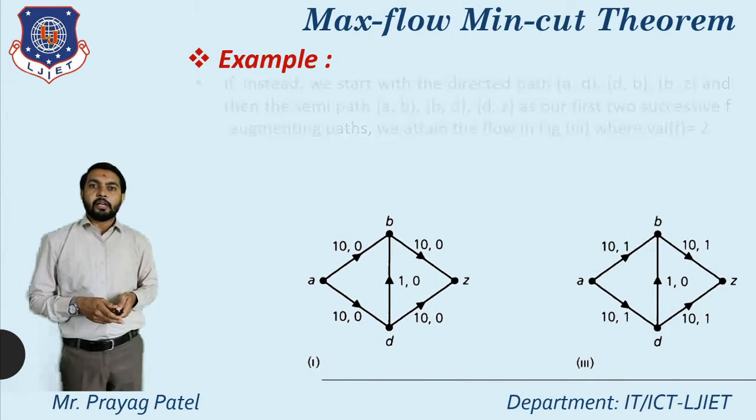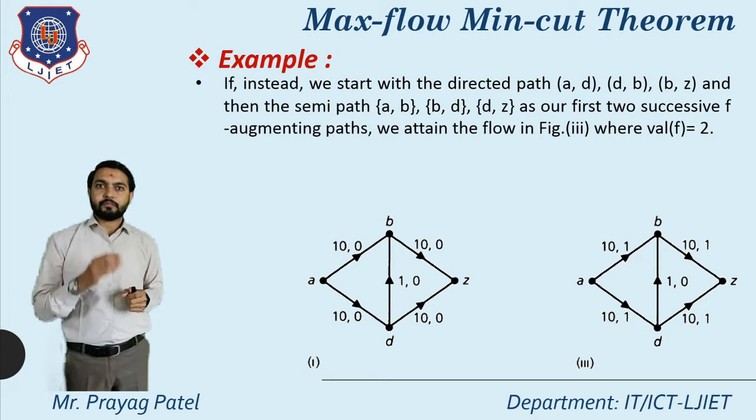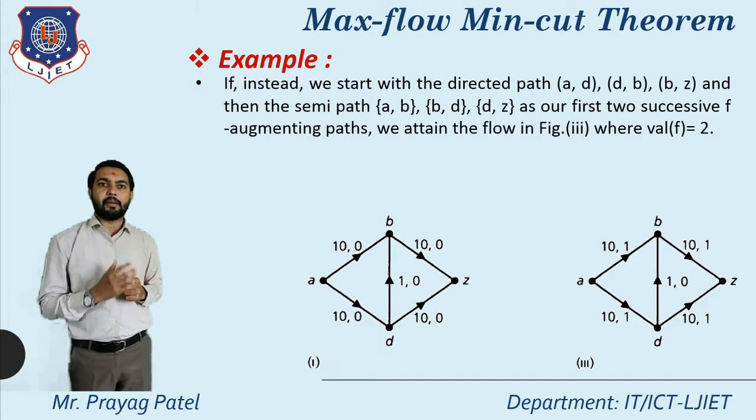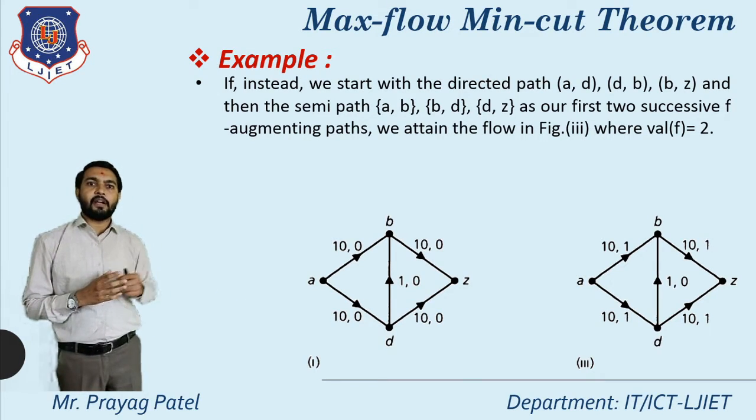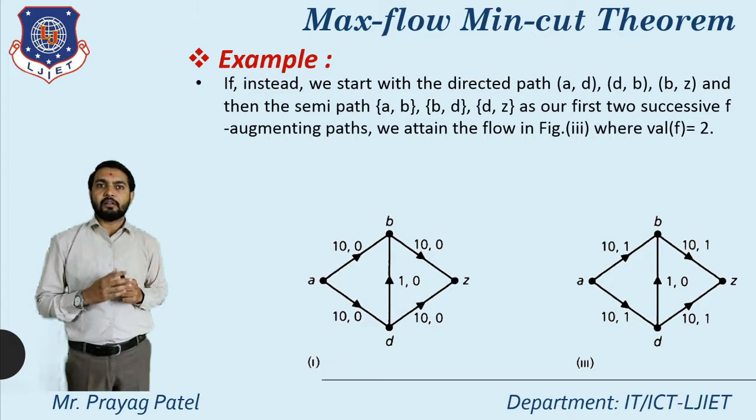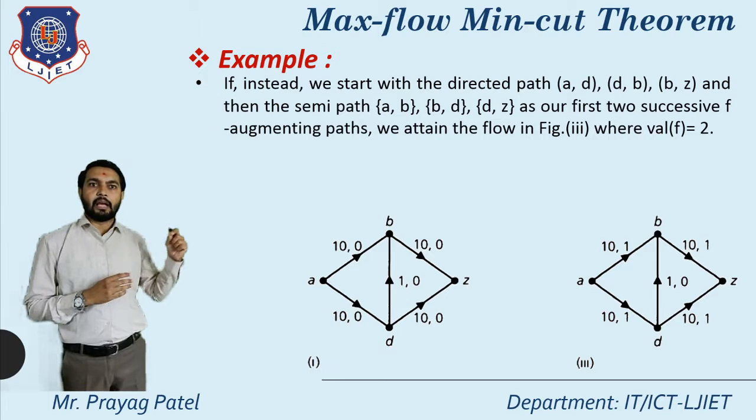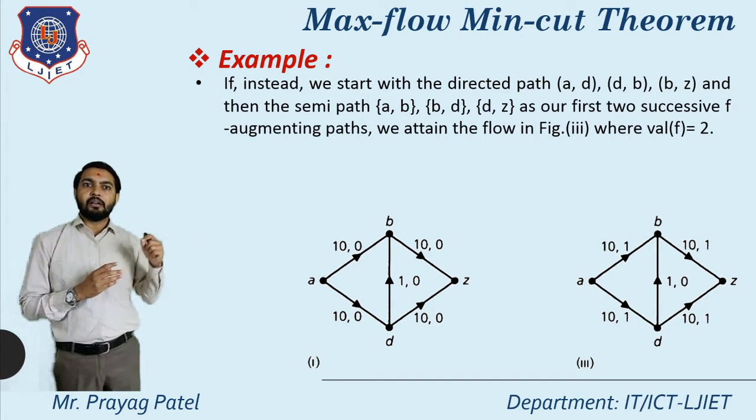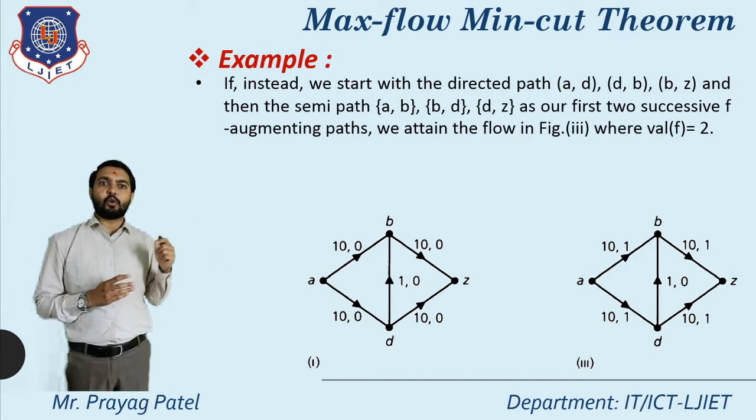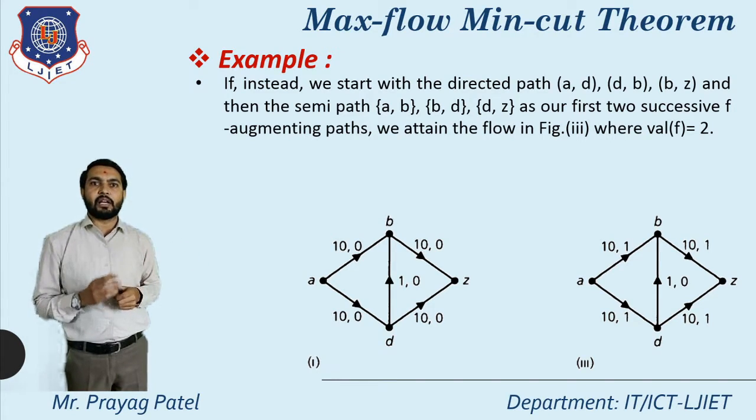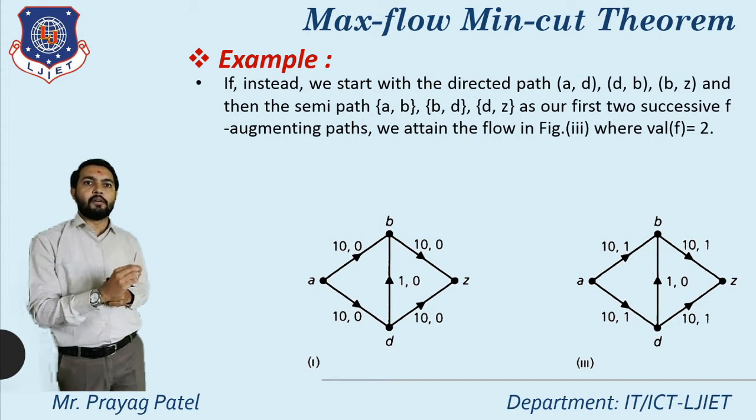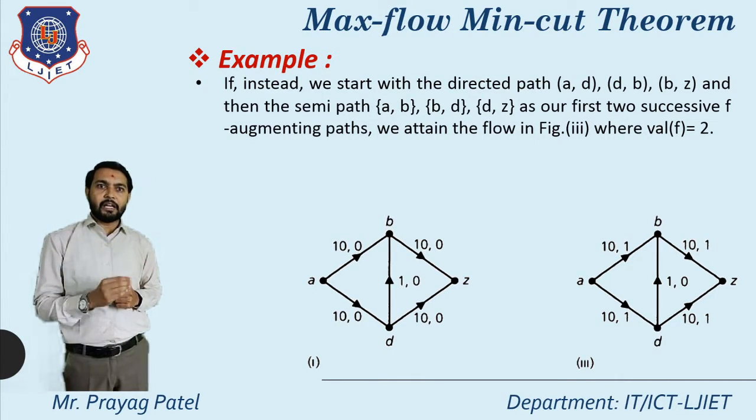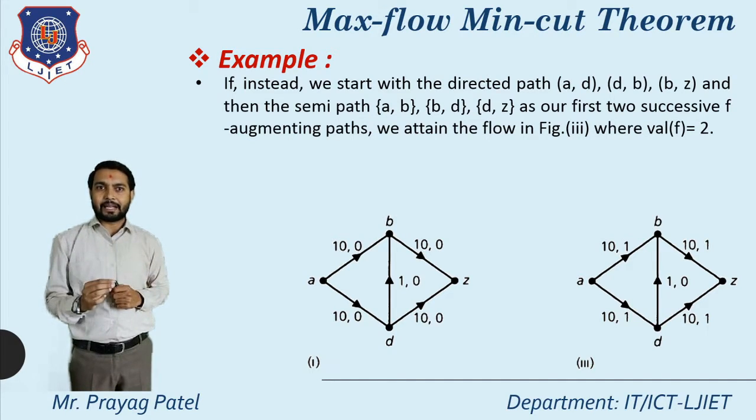Now consider another path. If we use the path A to B, B to D and D to Z, our flow in the third figure is like 10, 1, meaning 10 as the capacity and 1 as the flow. Then 10, 0 for B to Z. Then D to Z is also 1 and A to D is also 1. So for all the outer edges we consider capacity equal to 10 and flow equal to 1. Now for the inner edge B to D, it is 1, 0: 1 as the capacity and 0 as the flow.